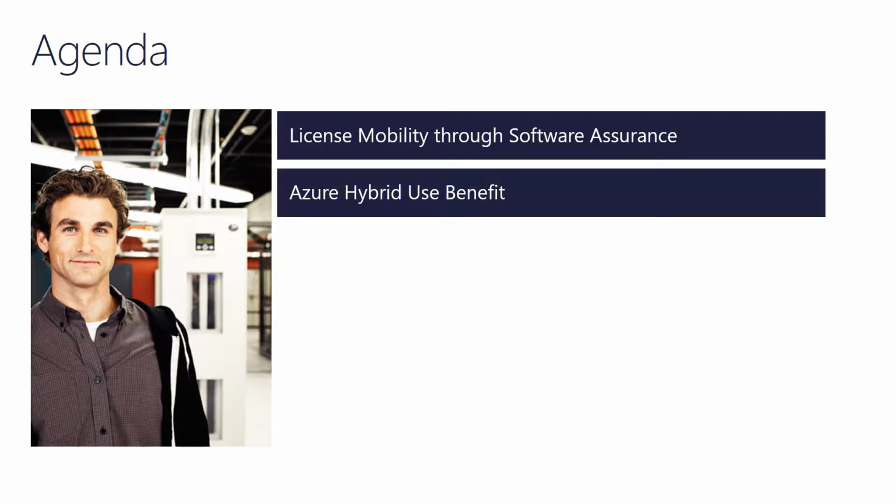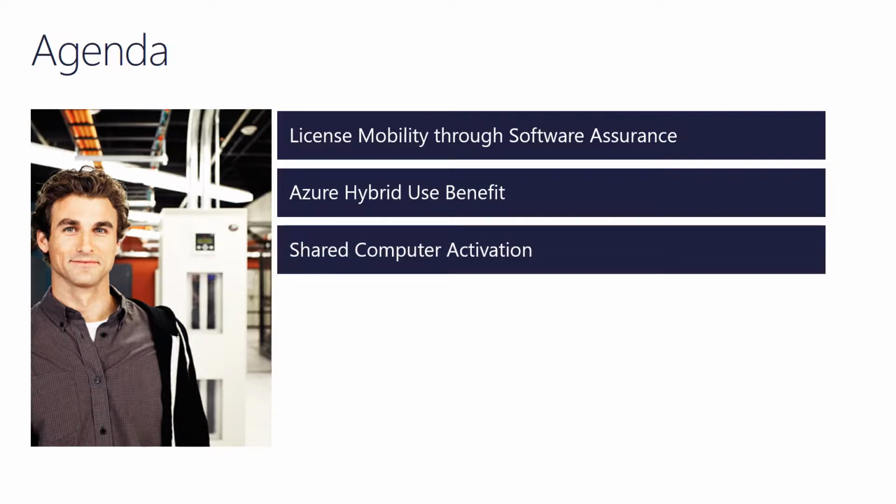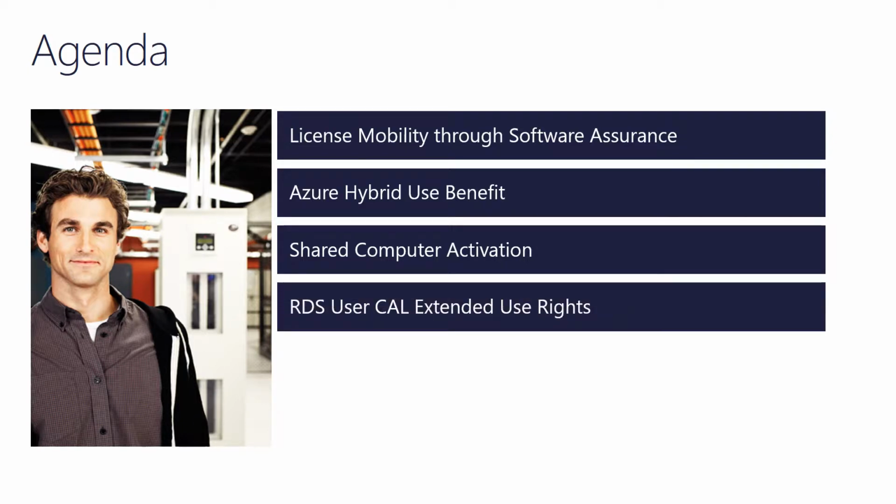Then we'll turn to a new software assurance benefit, the Azure Hybrid Use benefit, and see how this gives customers flexibility with their existing Windows Server licenses. Next up will be shared computer activation, and this is all to do with running applications such as Office 365 Pro Plus in such a way that they can be used by licensed users on shared hardware. Then we'll look at some of the solutions that require users to be licensed for remote desktop services, or RDS, and see how extended use rights can offer flexibility with cloud deployment of those solutions.